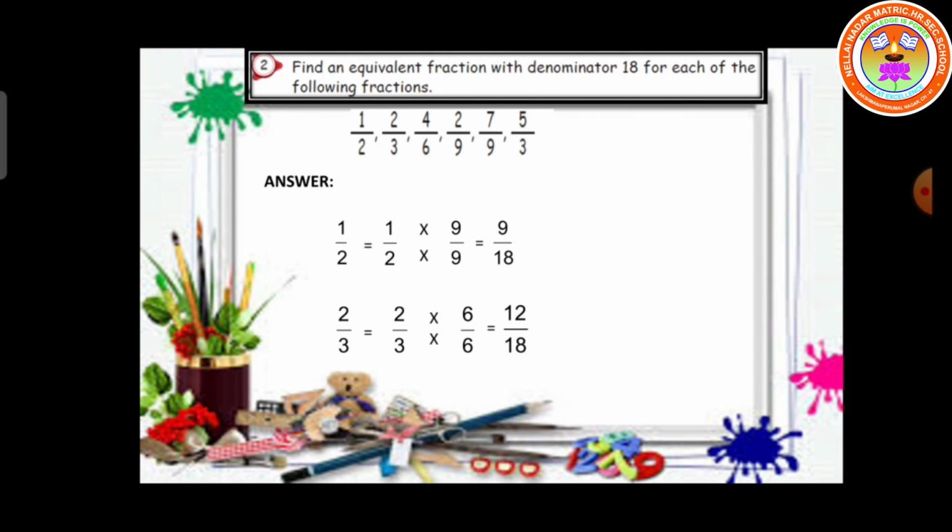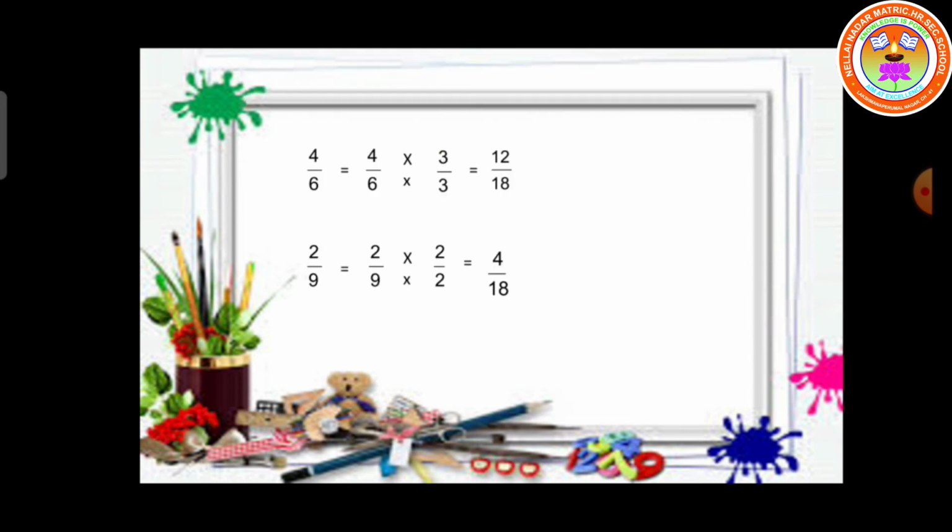Then take the second fraction, 2 by 3. What is multiplied with 3? We will get 18 in the 3 tables. As we know, 3 6s are 18. The same 6 is multiplied with the numerator. So 2 into 6 are 12 and 3 into 6 are 18. Answer is 12 by 18. Yes? Then take the third fraction, 4 by 6. What is multiplied with 6? We will get 18 in 6 tables. 6 3s are 18. Multiply the 3 with the numerator. So 4 into 3 is 12 and 6 into 3 is 18. Answer is 12 by 18.